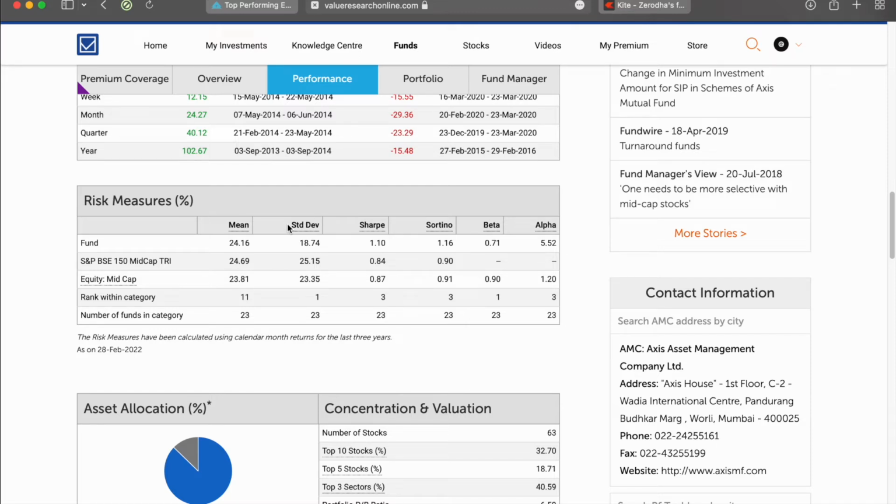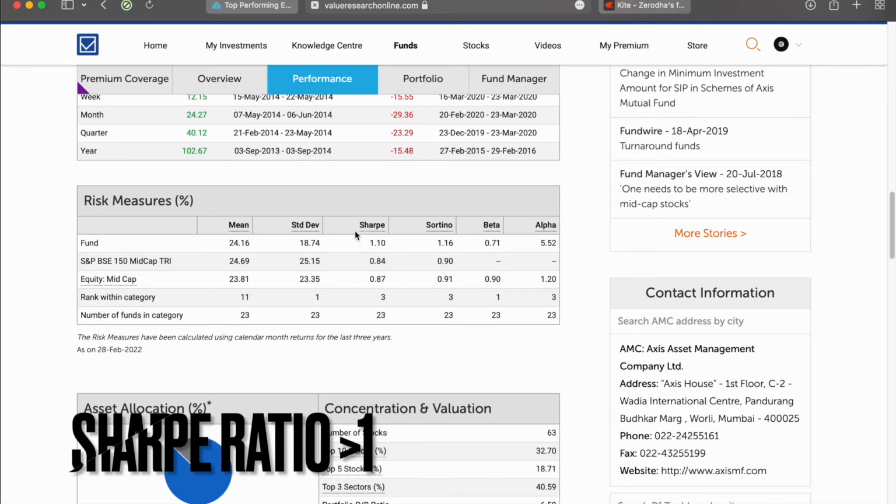Now, this should be lower than the category. Since the category that we are investing in, mid cap, is 23.35, but the fund has a volatility of 18.74, which is actually really good, which means that the fund is less volatile than the category.